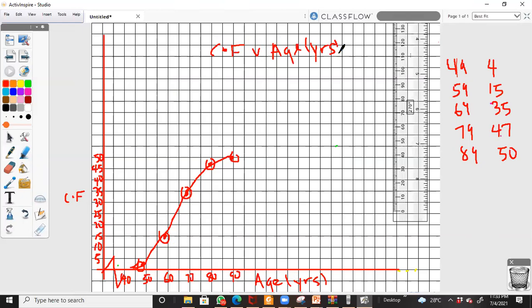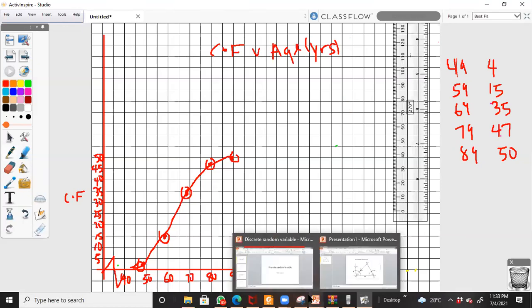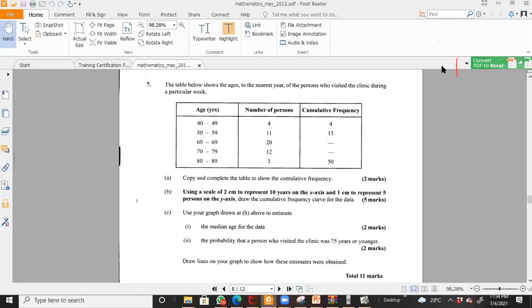All right. Now, what was the first question they asked? Okay, so here they asked for the median age. I want to find the median age.